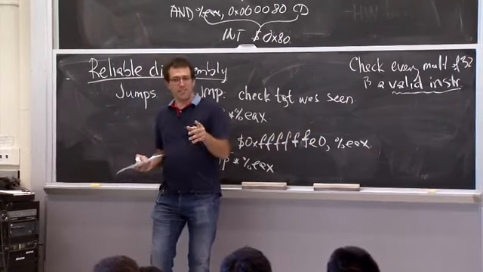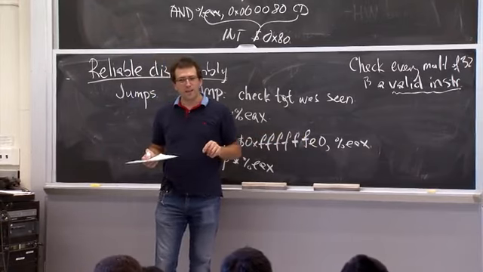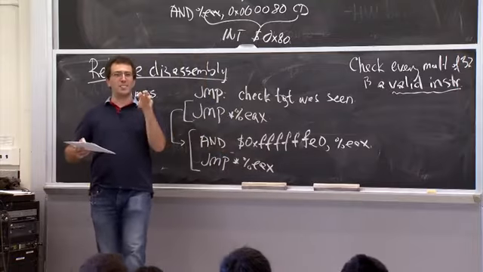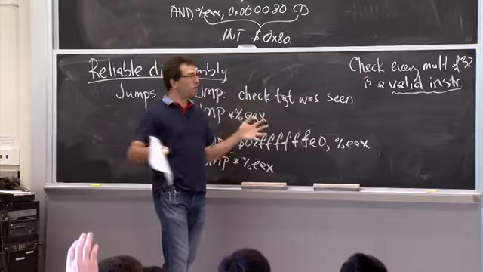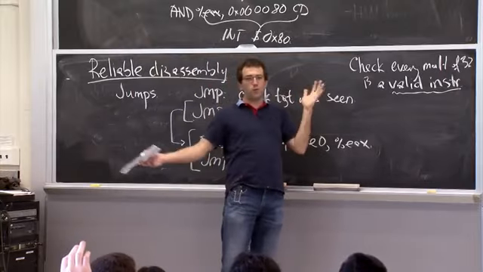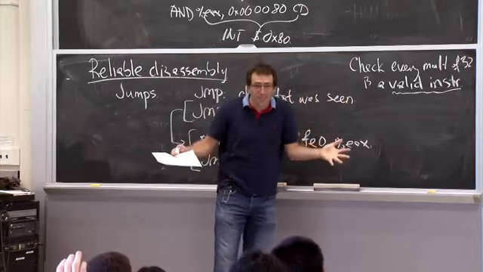OK, how about 8? Is 8 good enough? Yeah, you can have instructions longer than 8. So it has to be at least as long as the longest x86 instruction you want to allow. If there's a 10-byte instruction, and everything has to be a multiple of 8, well, you're kind of screwed with that 10-byte instruction. There's nowhere to put it.